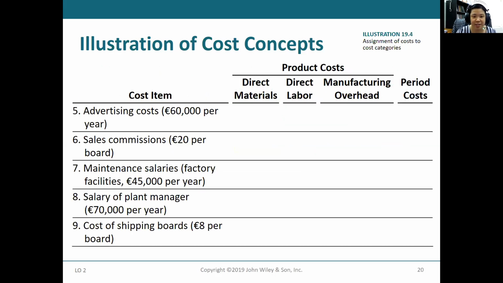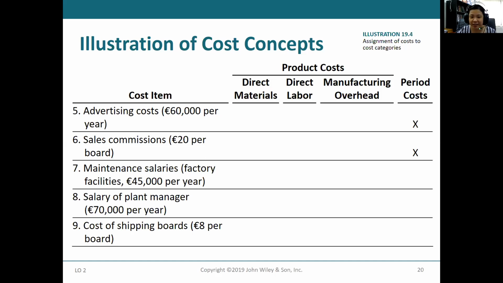Okay, now let's continue. What about advertising costs? Are they product costs? It's not related to the factory, right? So it should be period costs. And then we have sales commissions. Sales commission, you remember, is related to selling expenses, right? So it should be period cost. It's not related to product cost.